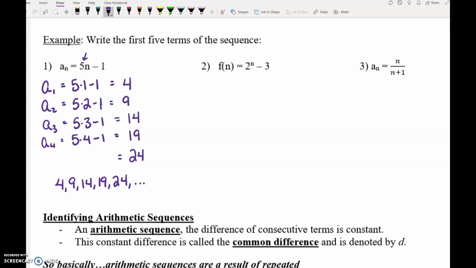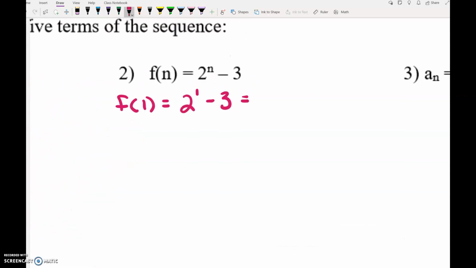But there's also sequences that look like this: 2 raised to the n minus 3. And this time it uses that other notation. So on this one, the first term, f of 1, would be 2 to the first minus 3. 2 to the first is 2. 2 minus 3 is negative 1. The second term, f of 2, 2 squared minus 3. 4 minus 3 is 1.